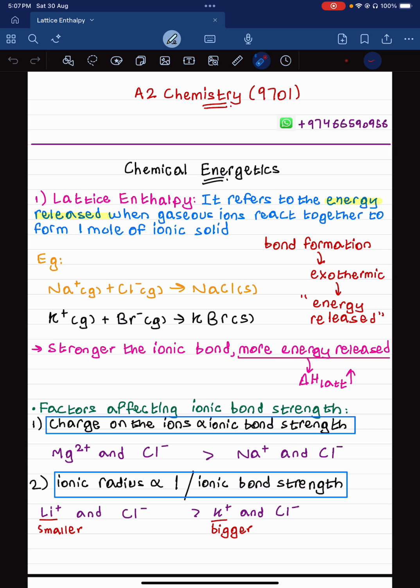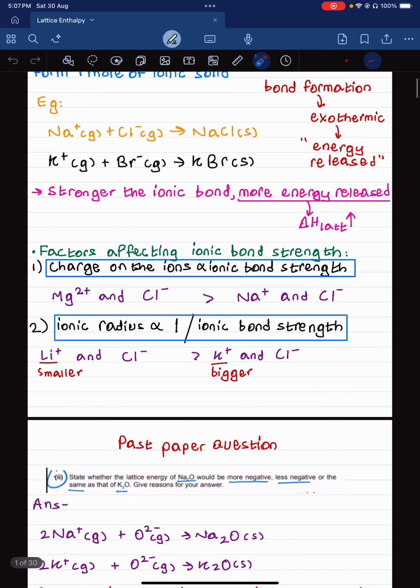Well, one might think, what could be the factors affecting the strength of the ionic bond? Because the stronger the ionic bond, the greater the energy released, the more negative the lattice enthalpy. But what makes an ionic bond stronger or weaker? There are two factors. The first is the charge on the ions. Let's take an example to understand this.